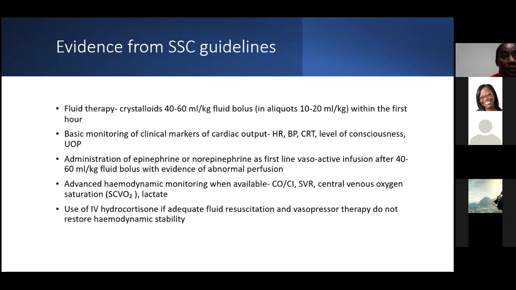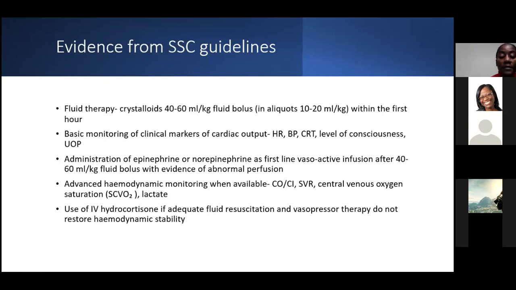So the current guidelines, even from pediatric advanced life support, is if you're unable to secure a peripheral line within the first 90 seconds of seeing this severely ill patient, you put in an intraosseous line, and you can start either your epinephrine or norepinephrine.